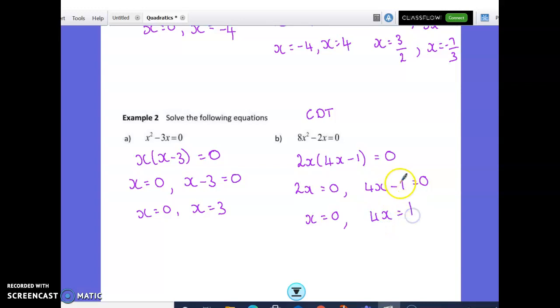4x is 1. Take that minus 1 to the other side, it becomes positive 1. Here I'm timesing by 4, so divide by 4. So I get x equals a quarter.